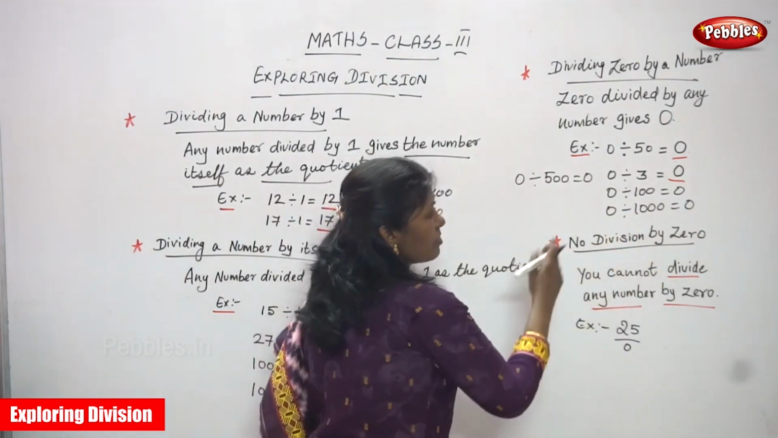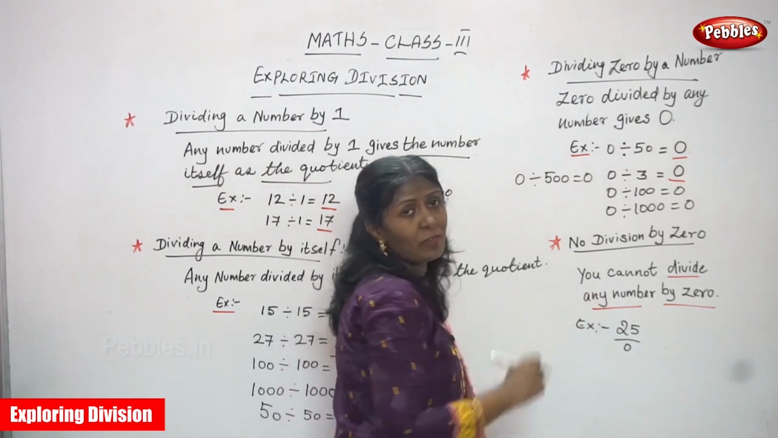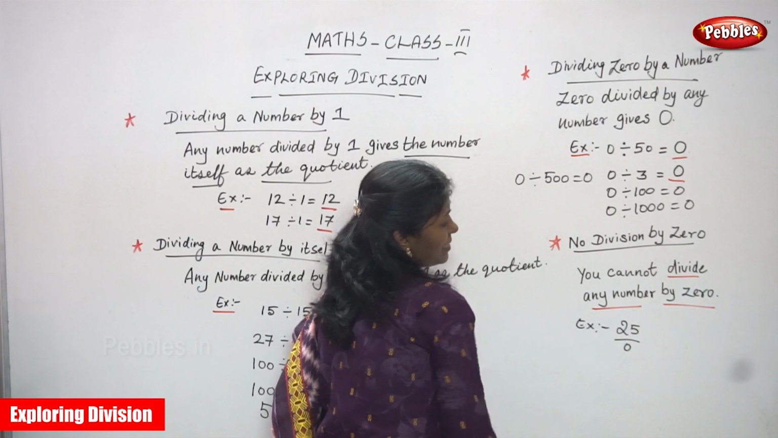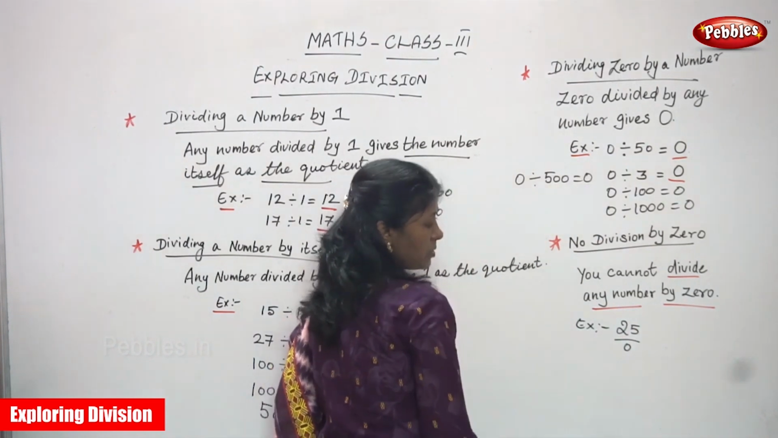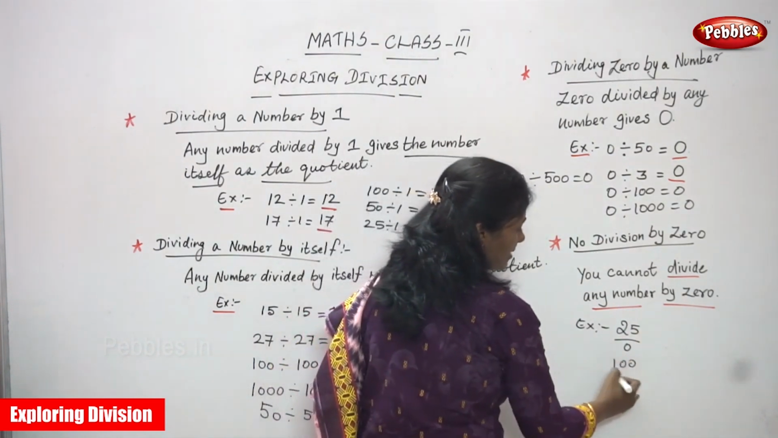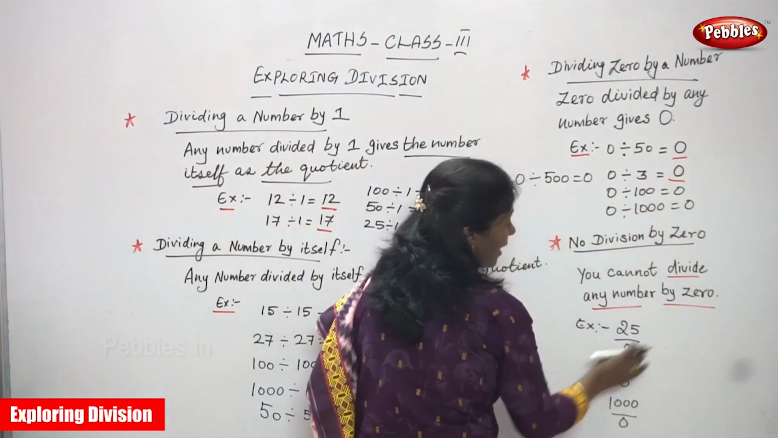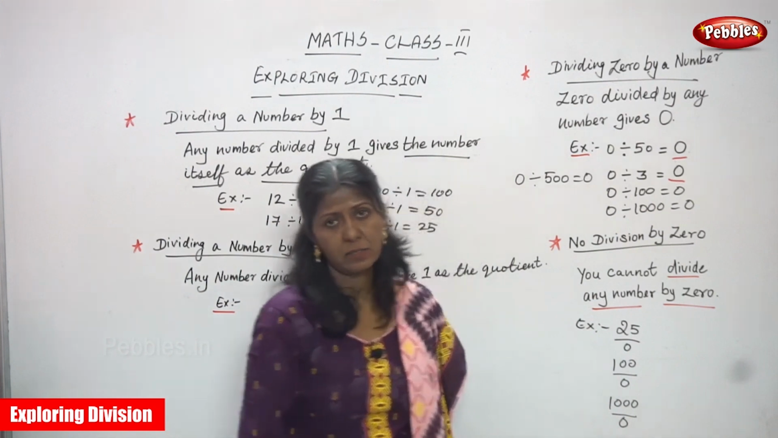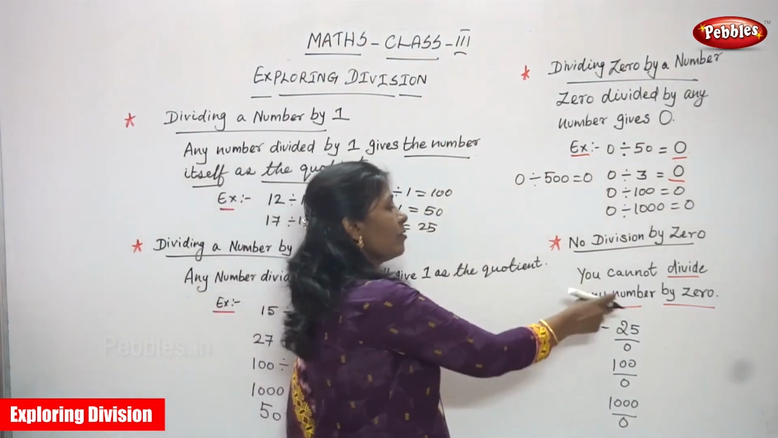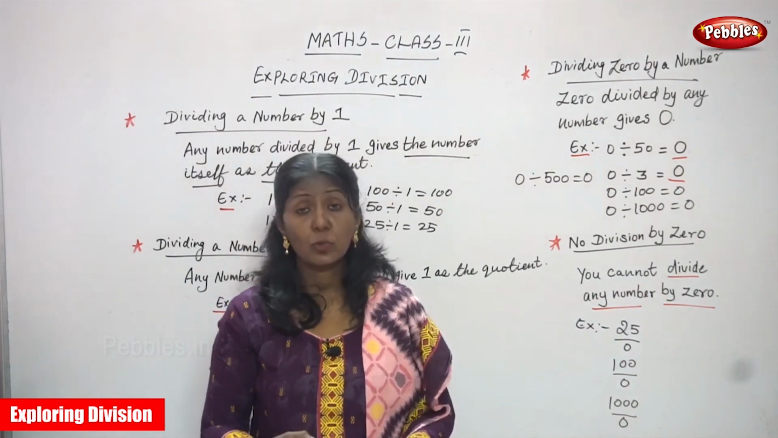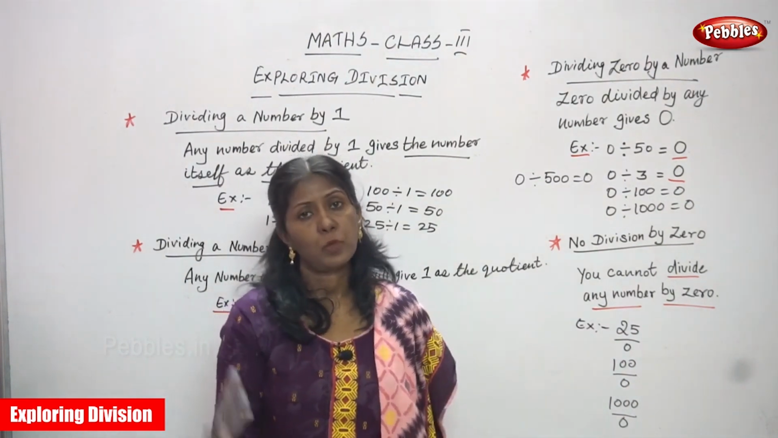No division by 0 means you can't divide any number by 0. So 25 by 0, or even 100 divided by 0, or else 1000 divided by 0, you can't define it, you can't get an answer. You can't divide any number by 0. That means no division by 0. I think you understand the properties very well.